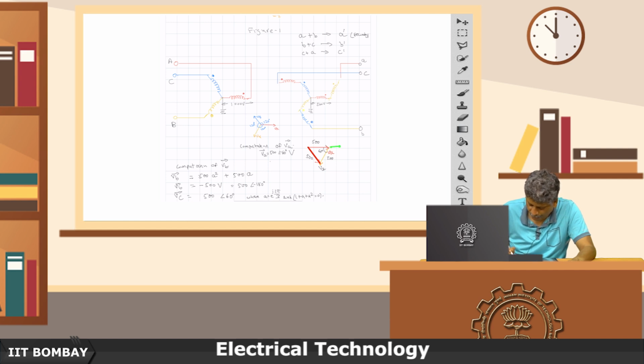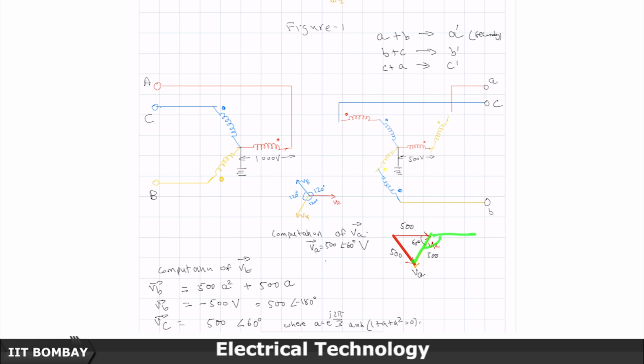So, therefore, this I have drawn with minus 120 degrees. So, I get this angle as 60 degrees, and this is also 500, this is also 500. So, these two angles are equal, this is 60. So, that gives me 120 by 2. So, 60, 60, 60. So, I get an equilateral triangle here, and the resultant voltage that I am getting here is therefore again 500 in magnitude.